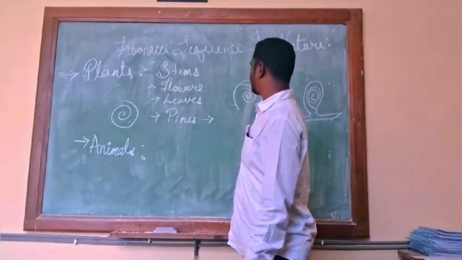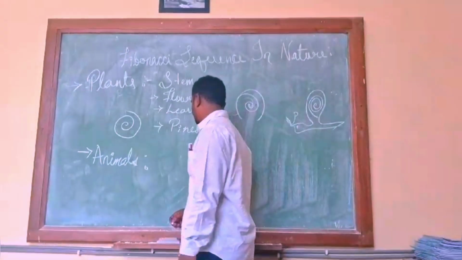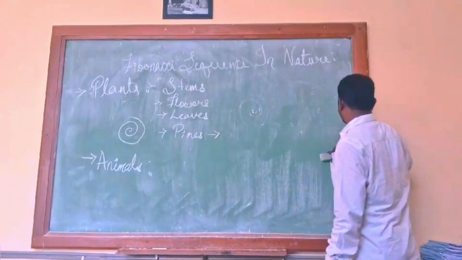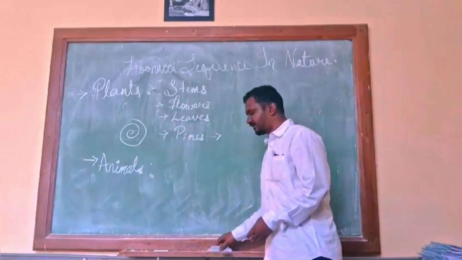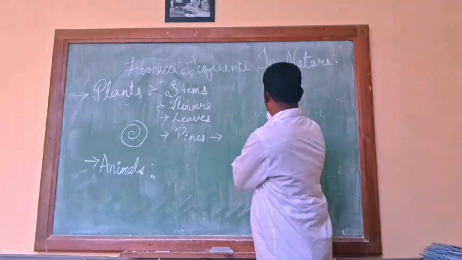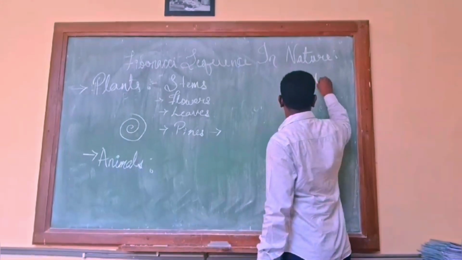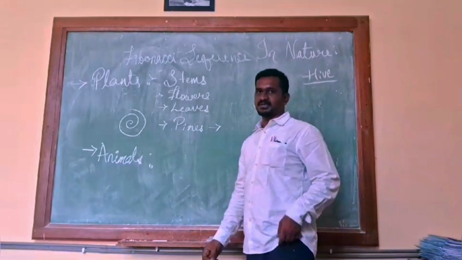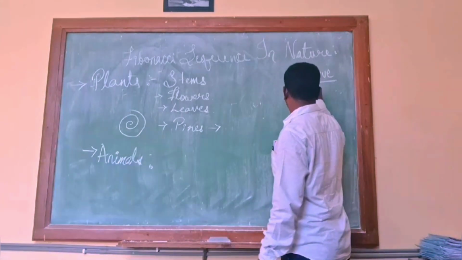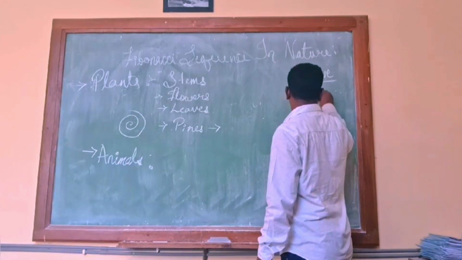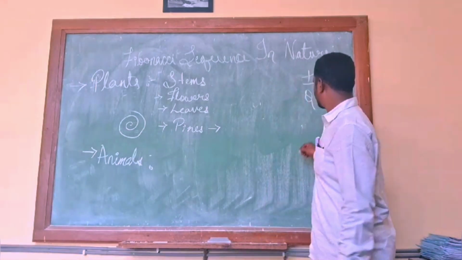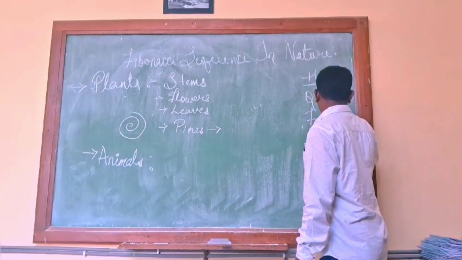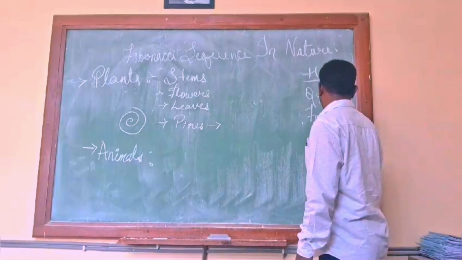That's how it grows. And apart from that, we can also speak about bees. Bee is a similar thing. You know the hive. Hive means jenugudu. We call it a hive. There are mainly three kinds of bees in the hive. First is the queen, then comes the females, and then the males.